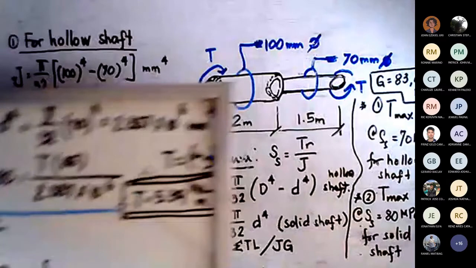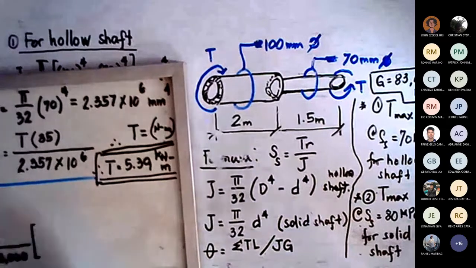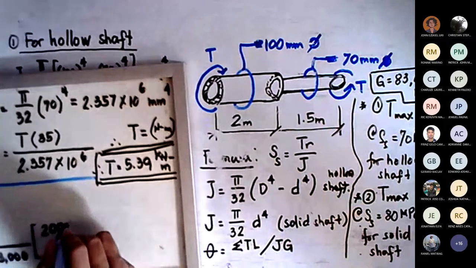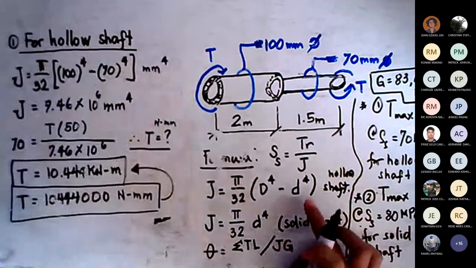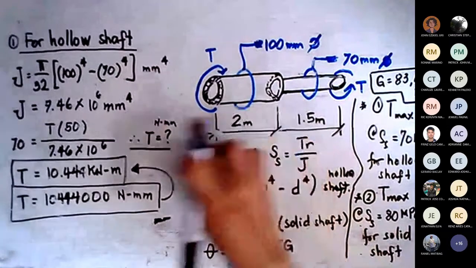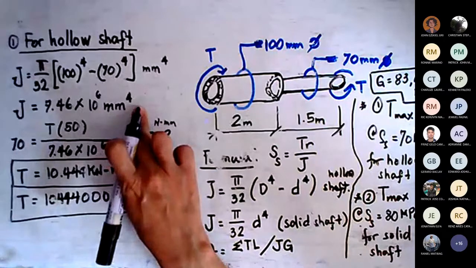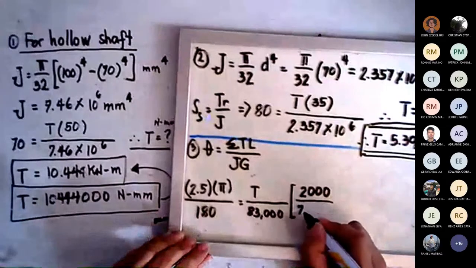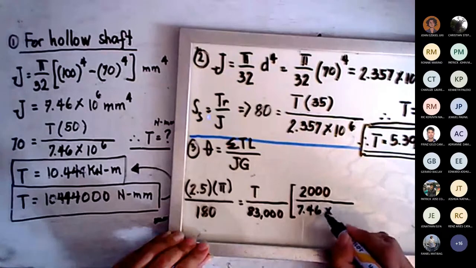Yung isang shaft, ang haba, 2 meters. Okay, so 2,000 mm yun, 2 meters. Ang polar moment of inertia niyan, galing dun sa computation natin kanina, dahil ito ay solid siya, as hollow shaft, ito yung gagamitin natin. So, polar moment of inertia, 7.46 times 10 to the 6th.